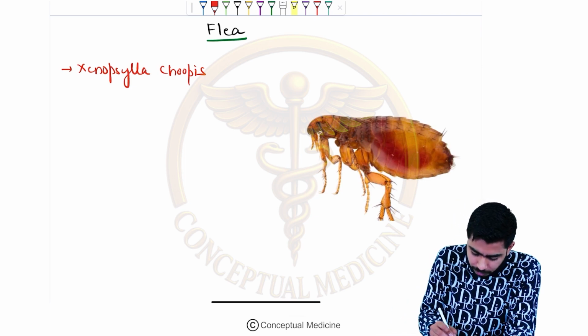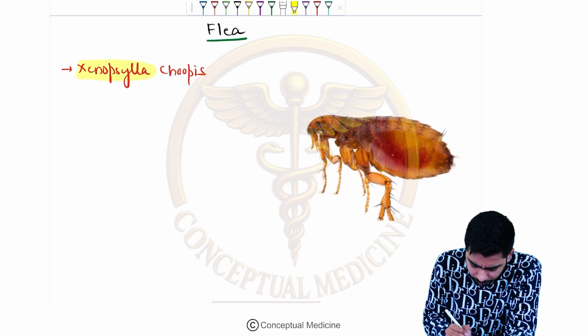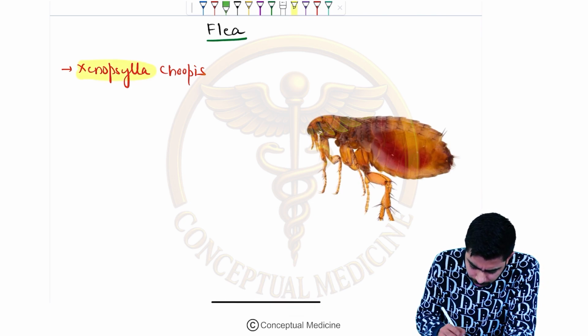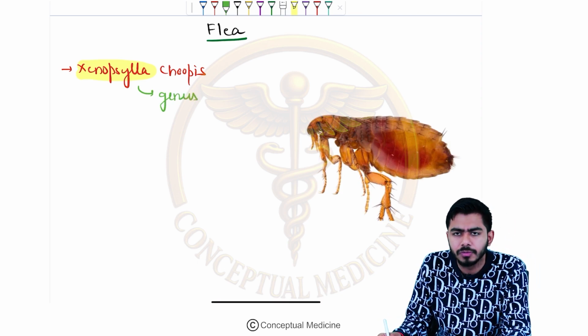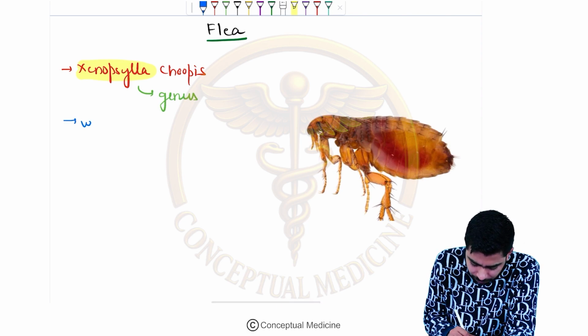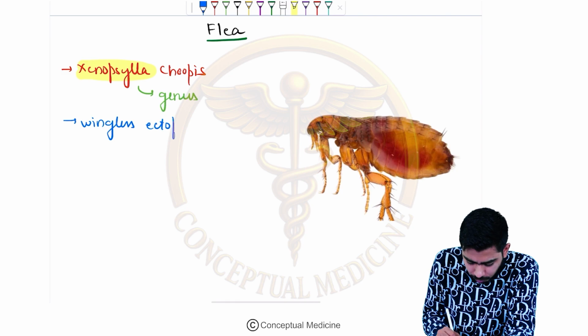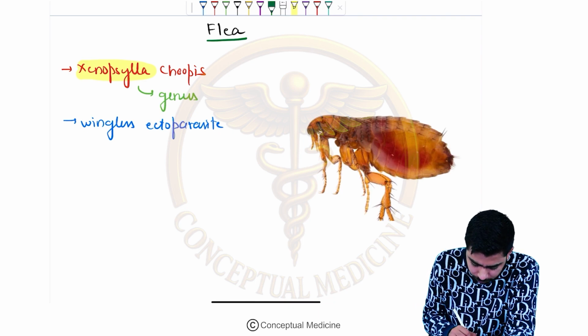So Xenopsylla here is the genus, basically. Xenopsylla cheopis is nothing but the flea. It is a wingless ectoparasite, guys. It does not have wings, right? Let's talk about its morphology right here.